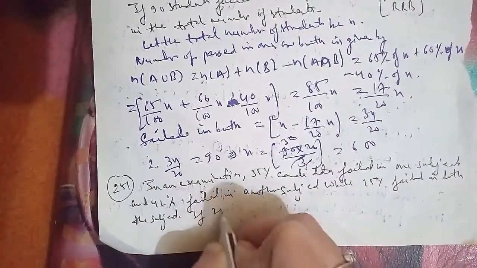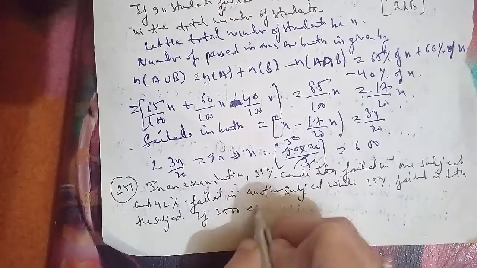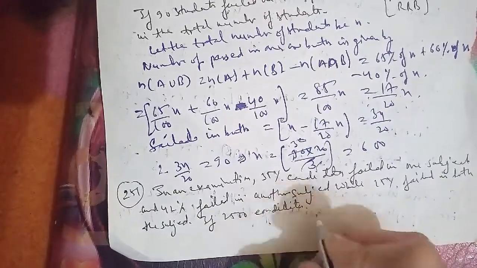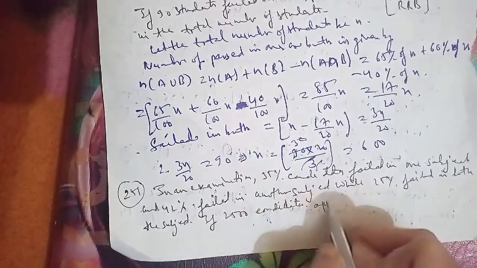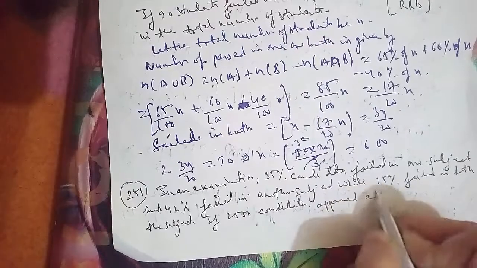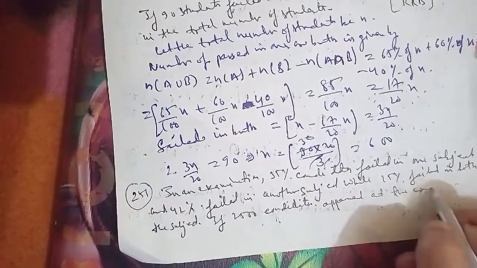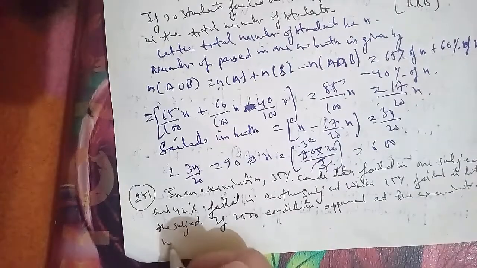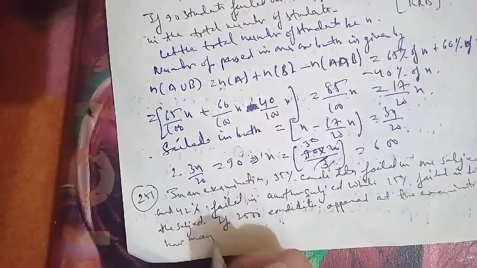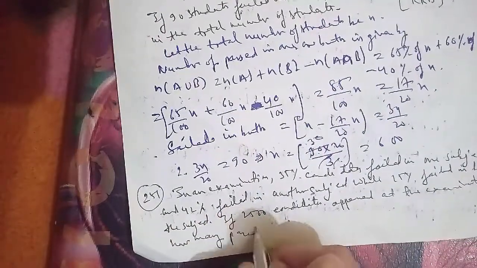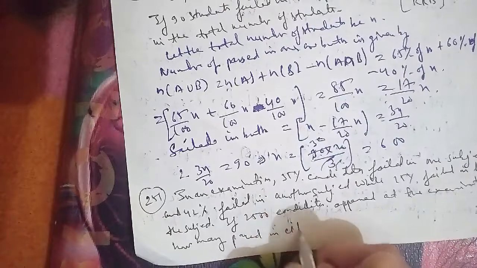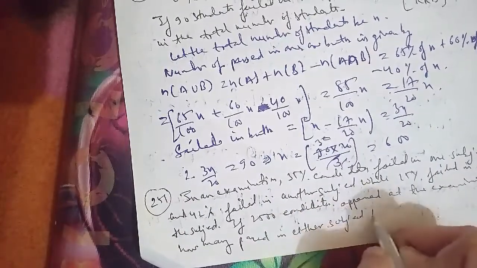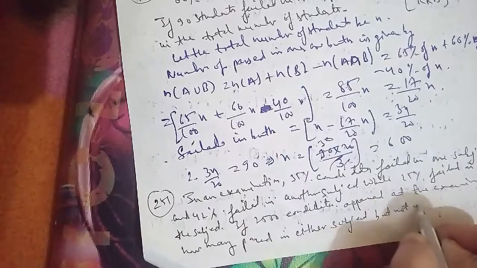If 2,500 candidates appeared at the examination, how many passed in either subject but not in both?